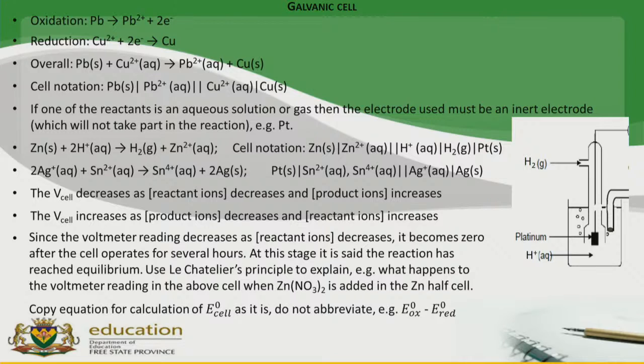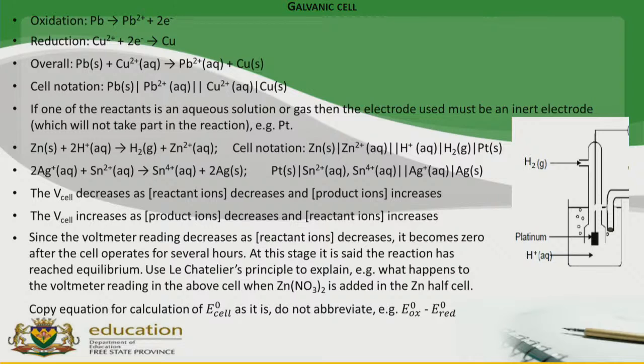And then, as you have the voltmeter reading there at the top, as time goes on, the reading on the voltmeter decreases. Why does it decrease? It decreases because the concentration of the reactant ion decreases, and the concentration of the product ion increases. Therefore, the reading on the voltmeter will decrease.